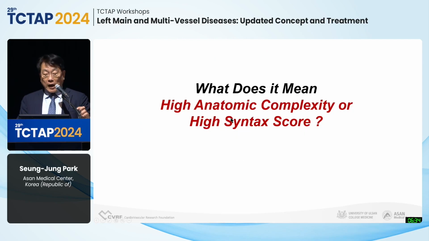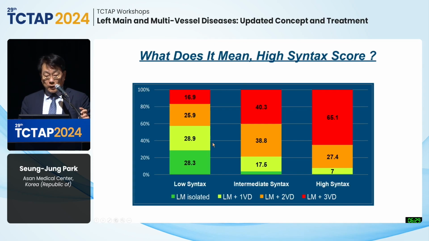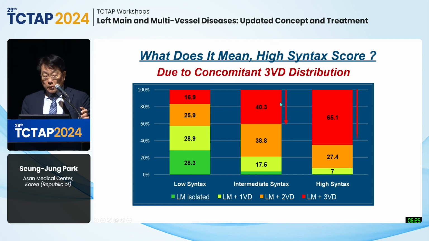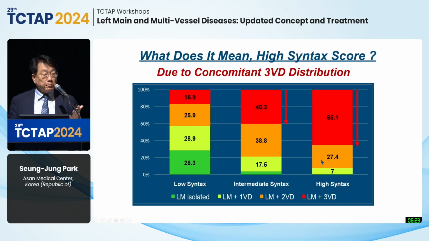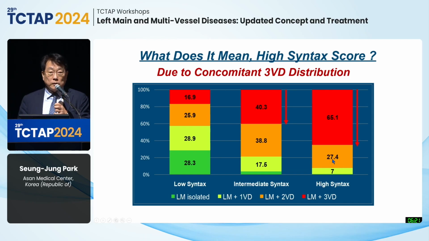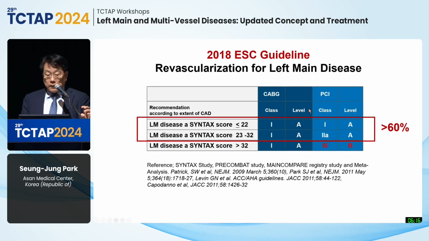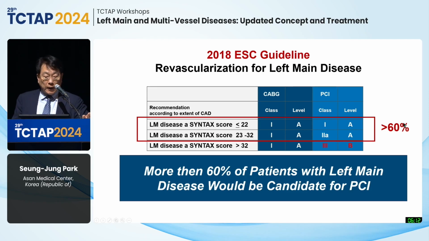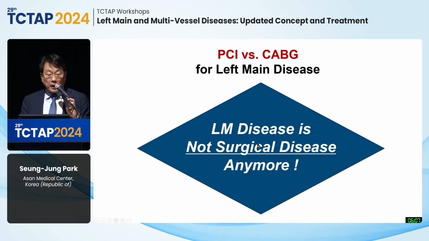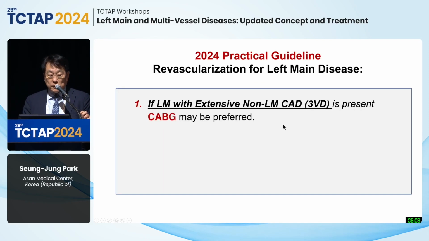What does it mean? High anatomic complexity or high SYNTAX score. If you look at left main disease with concomitant three-vessel disease, it can make a high SYNTAX score. It's totally different if you look at left main disease alone. Anyway, around 60% or more of left main disease patients would be candidates for PCI. So we know that left main disease is not surgical disease anymore.